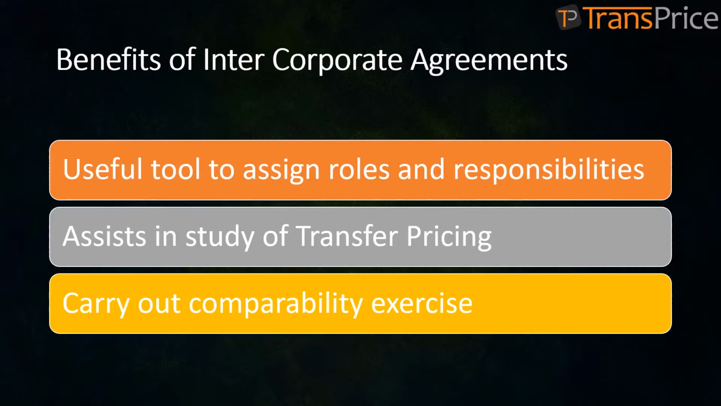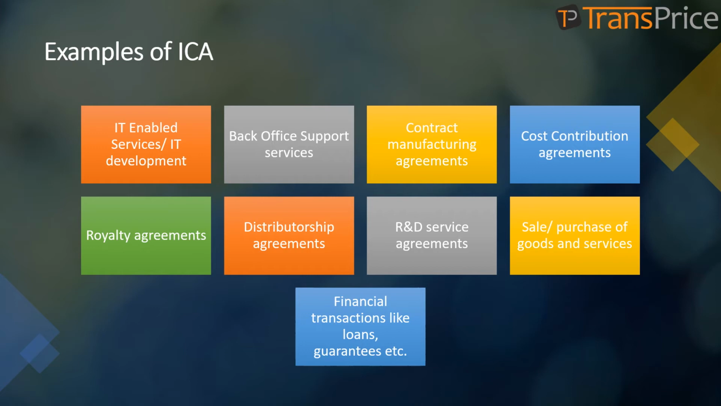Next, what are the benefits of intercorporate agreements? An ICA is a useful tool to assign roles and responsibilities to the respective participant entities to the ICA. An ICA is used for the study of comparability in transfer pricing, where the terms and conditions of the controlled transactions between the related enterprises are often compared with the independent parties. Without ICA, it is not possible to engage in comparability exercise, and the study of transfer pricing would be a superficial exercise.